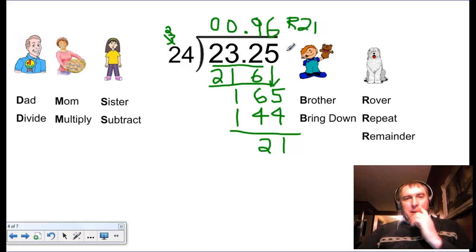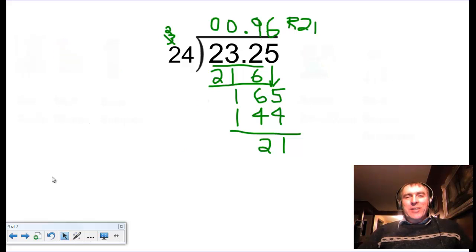And that really makes sense, because if you were to take 23 things and divide them into 24 groups, it would be less than 1 per group. So that does make sense. We're going to look at just one final example here.